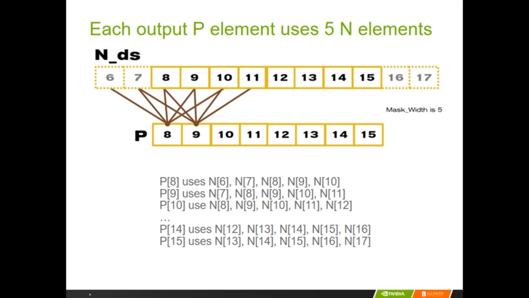We show that for element 8, we will need to use input elements 6, 7, 8, 9, 10. For output element 9, we need to use input elements 7, 8, 9, 10, 11. So every output element will be accessing 5 input elements without tiling.